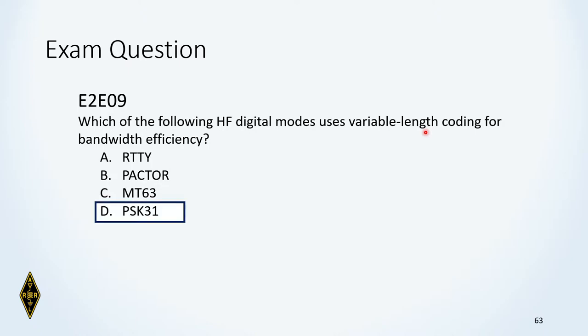Well, I'll give you a hint. Yes, that's the hint. PSK31. Yeah, PSK31 is associated with varicode.